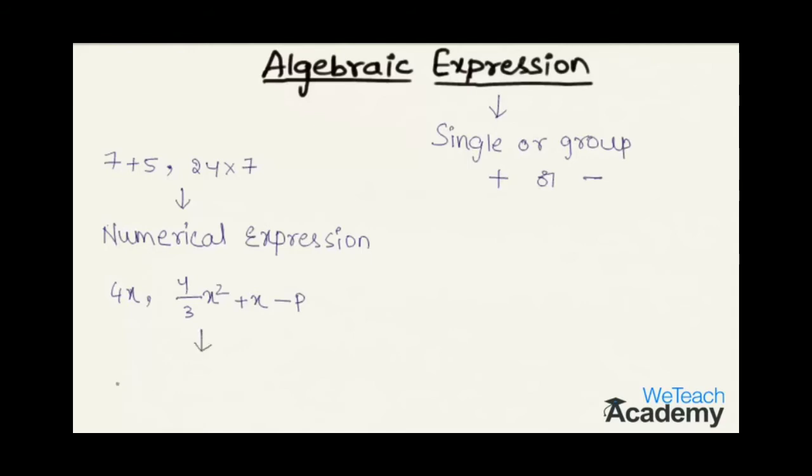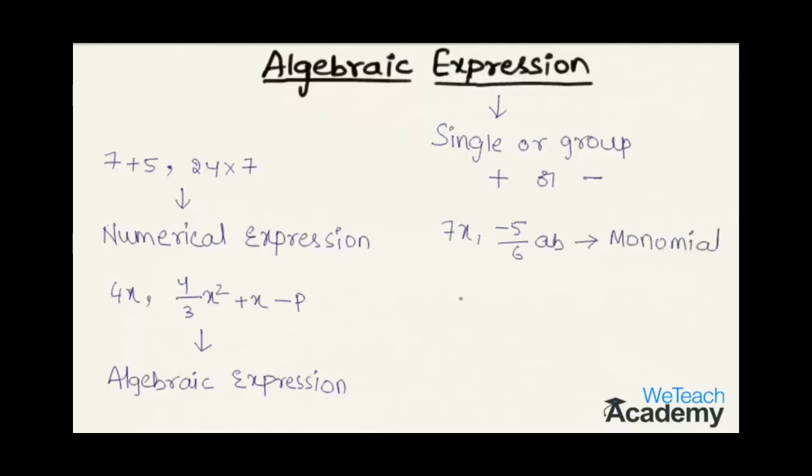An expression containing at least one algebraic term, that is a variable term, we call an algebraic expression. And these algebraic expressions are categorized according to the number of terms in them. For example, we have two expressions here, 7x and minus 5 divided by 6ab. If an expression contains only one term, we call it a monomial expression. Similarly, we have another example, 7x plus 5. If the expression contains two terms, we call it a binomial expression.